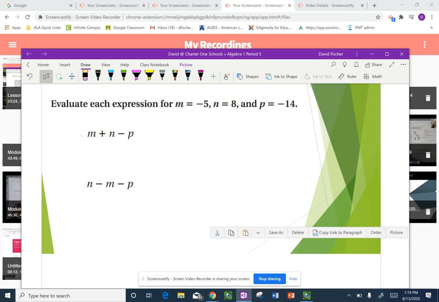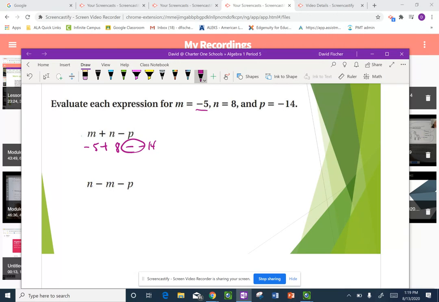Now, a little bit more challenging. I got 3 terms in my expression. So I'm going to rewrite my problem. I got a minus 5. There's a plus sign in my problem. They said let n be 8. There's a minus in my problem there. And then I want a p, which is a minus 14.